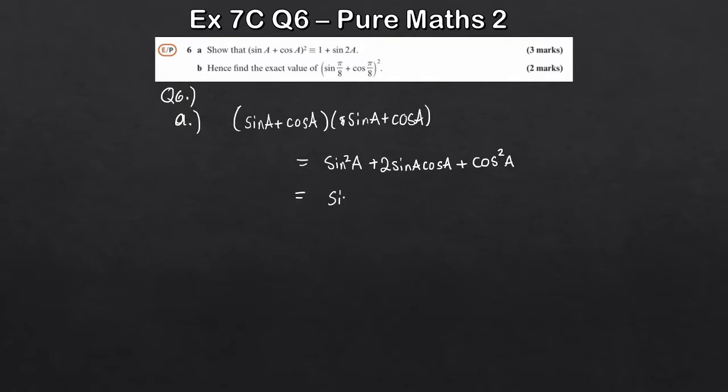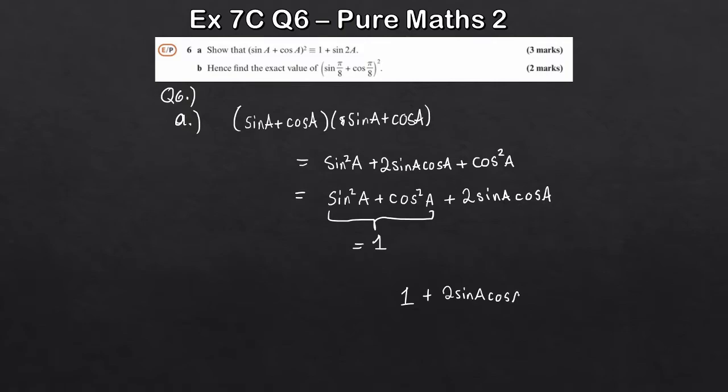So, Sine squared A plus Cos squared A, plus this still, but we've still got this. And now we're just going to break down the fact that this part here is equal to 1. So in other words, what we've got now is 1 plus 2 Sine A Cos A. And at this point here, this is looking much better. We need to show that it's 1 plus Sine 2A.